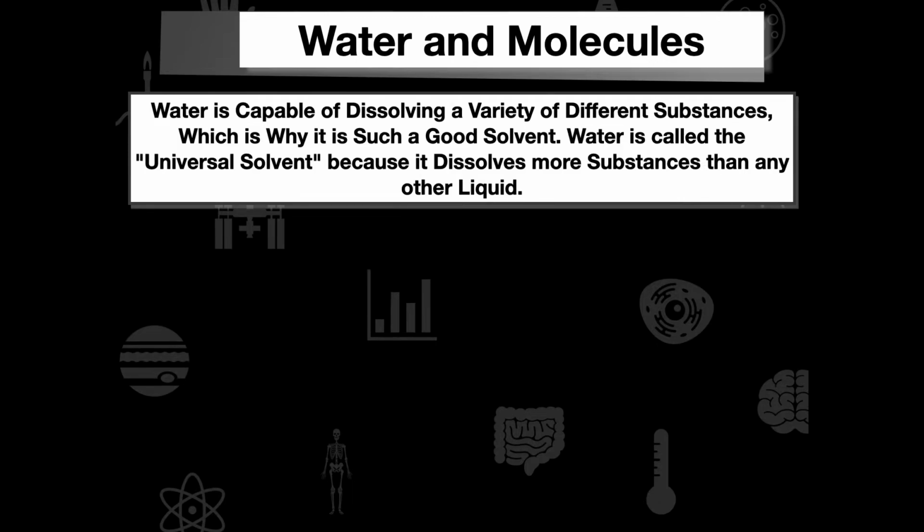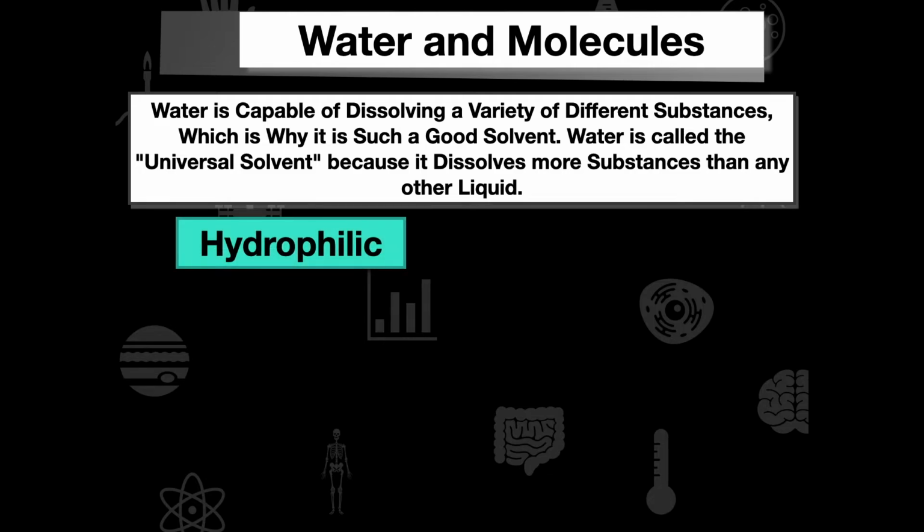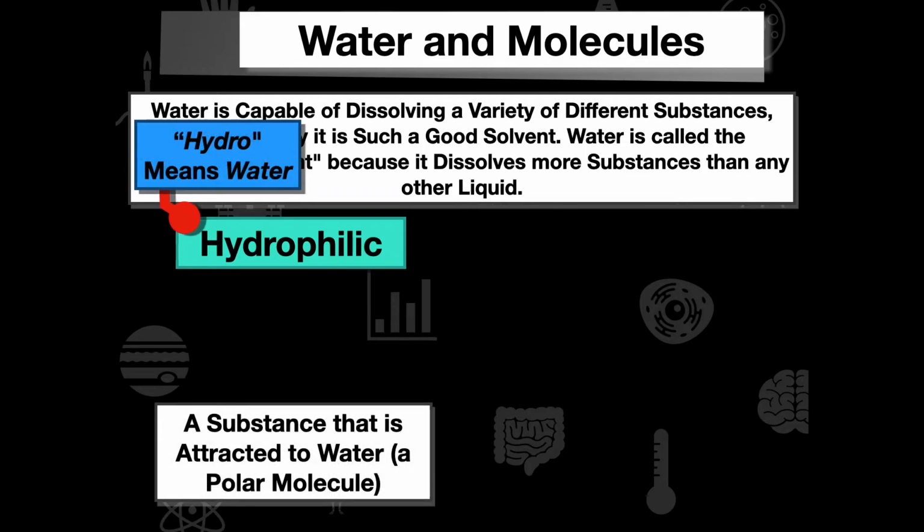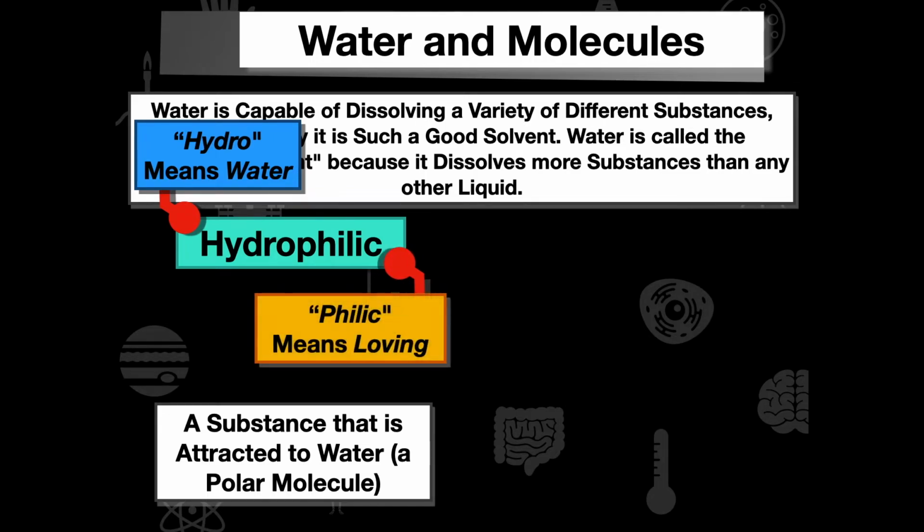Now what we can do is categorize different molecules based on their relation and attractiveness to water. So let's look at the word hydrophilic. A hydrophilic substance is a substance that is attracted to water. It's attracted because it's also a polar molecule. Hydro means water, philic means loving, so hydrophilic put together means a substance that is attracted to water.